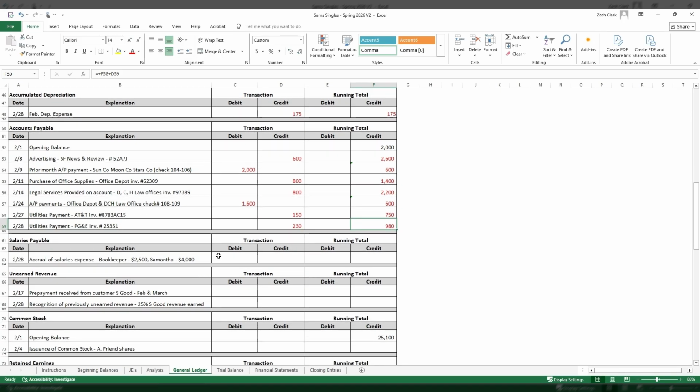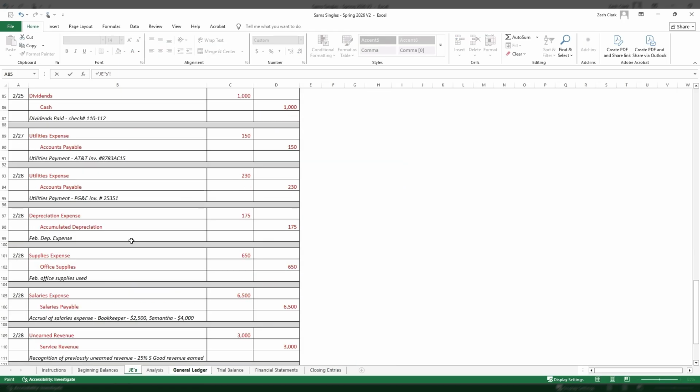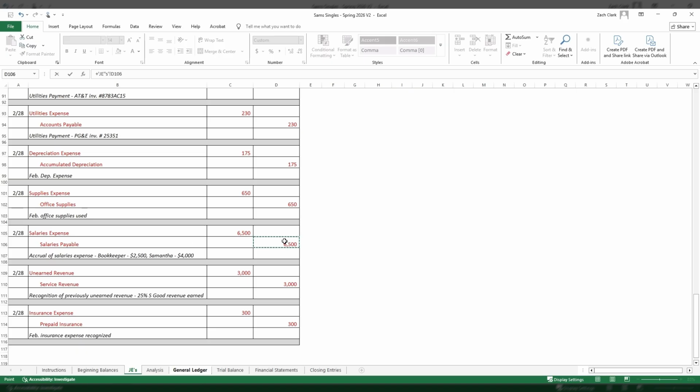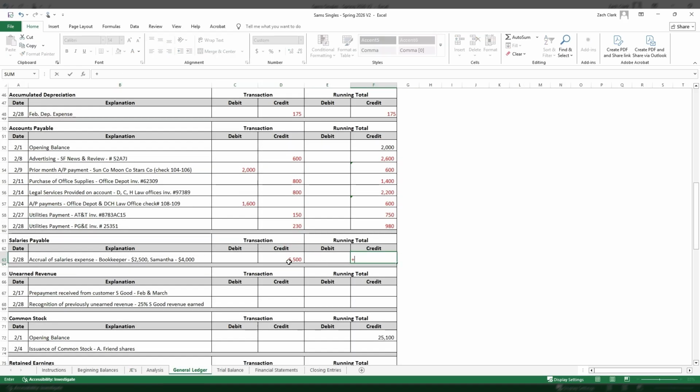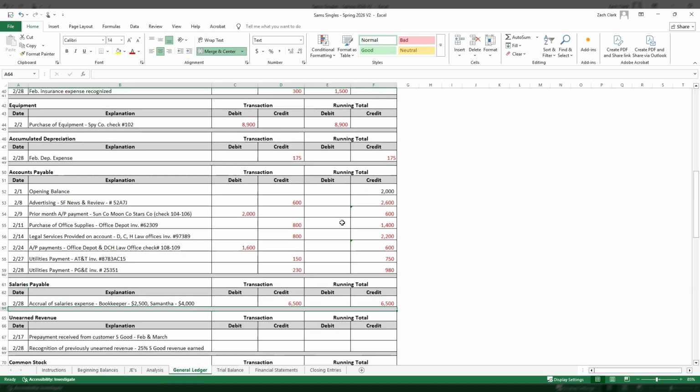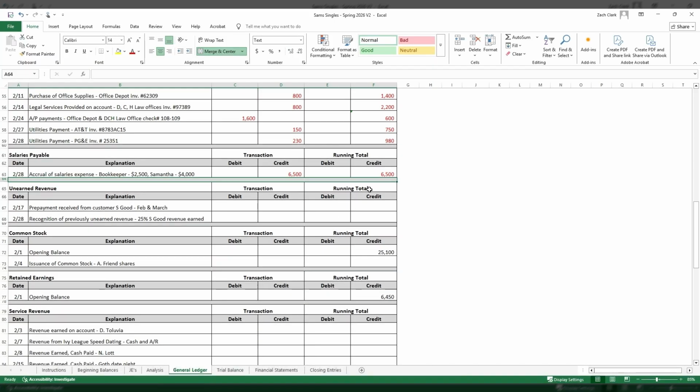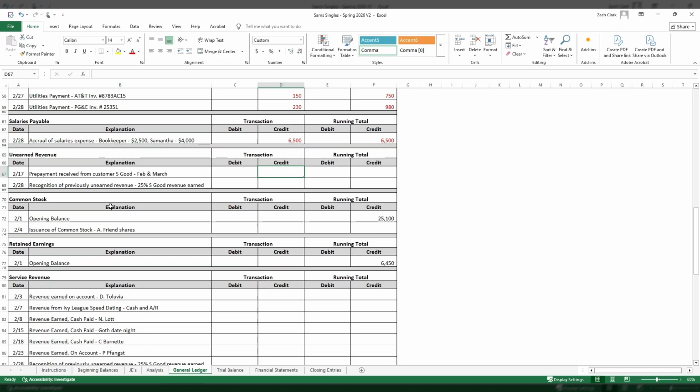And let's move to salaries payable. This one's pretty easy because we only had that one transaction on the 28th. So let's find that. Salaries payable. Let's remember to carry over the transaction total to our running total, even though they're the same amount, for consistency's sake there.